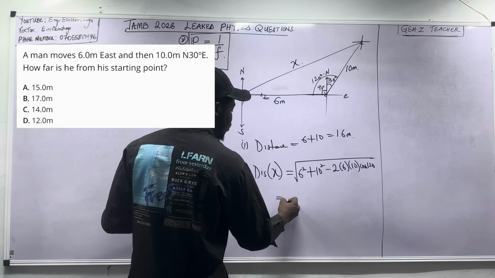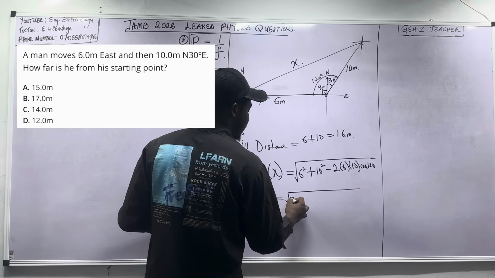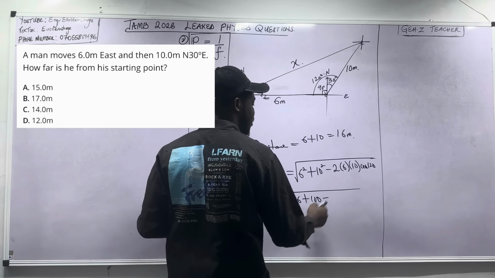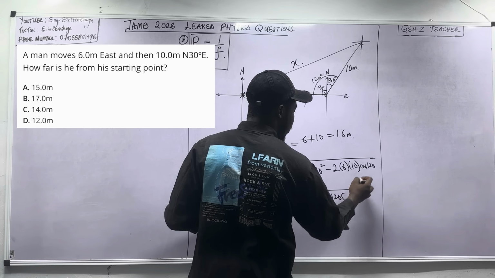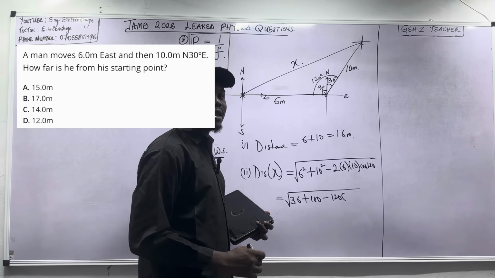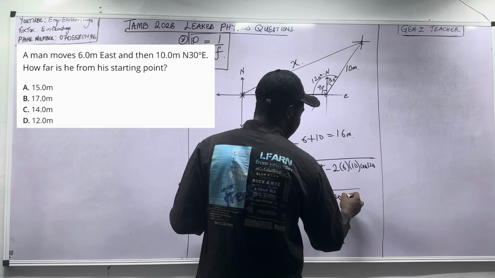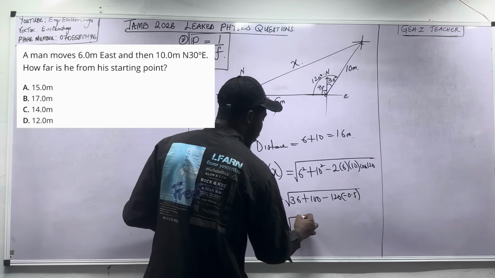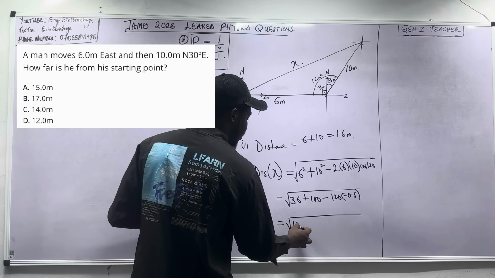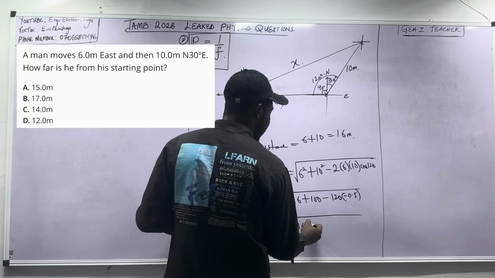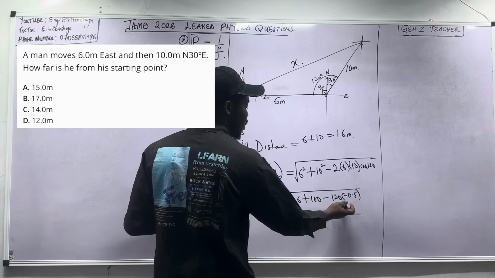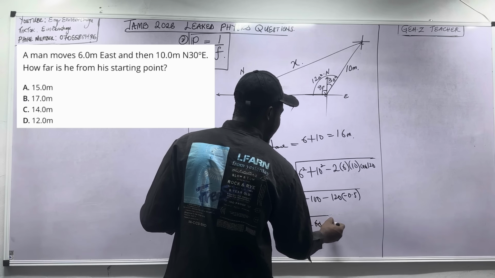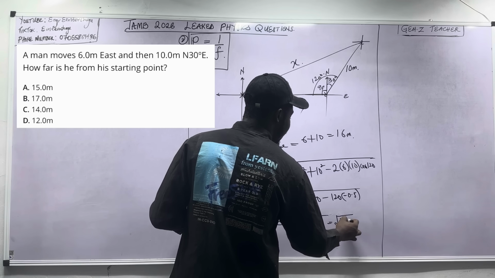So this should give you the square root of 6 squared, which is 36, plus 10 squared, which is 100, minus 2 times 6 times 10, which is 120. What's cos 120? Cos 120 is negative cos 60, so you have minus 0.5 over here. So it equals the square root again of 136, minus becomes a positive sign, then half of 120 becomes 60. So you have 136 plus 60, that gives you 196.